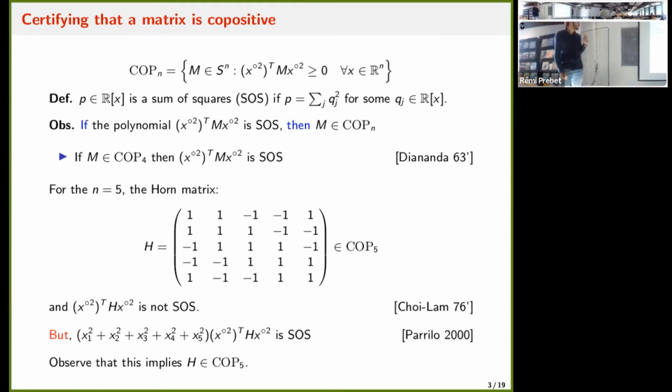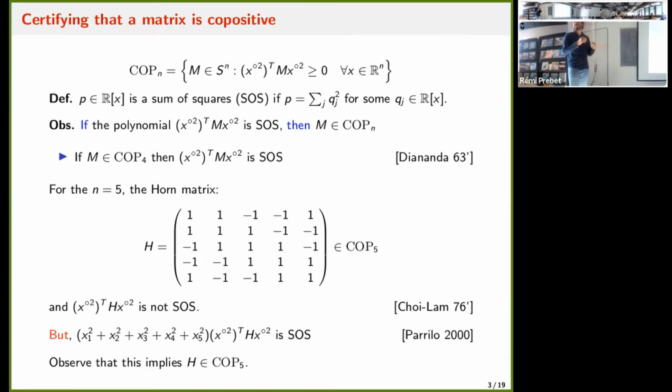But Parrilo showed an elegant proof that H is a copositive matrix in the following way. The associated polynomial of H is not a sum of squares, but when multiplying by the sum of the squares of the variables, it becomes a sum of squares. So this polynomial is a sum of squares, in particular non-negative, and the first factor is positive. It implies the second factor should be non-negative, so H is copositive.